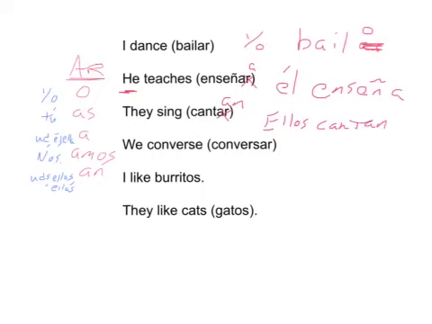We converse, take off the AR, we fits in the nosotros category, so that's going to be amos. We converse would be nosotros conversamos.